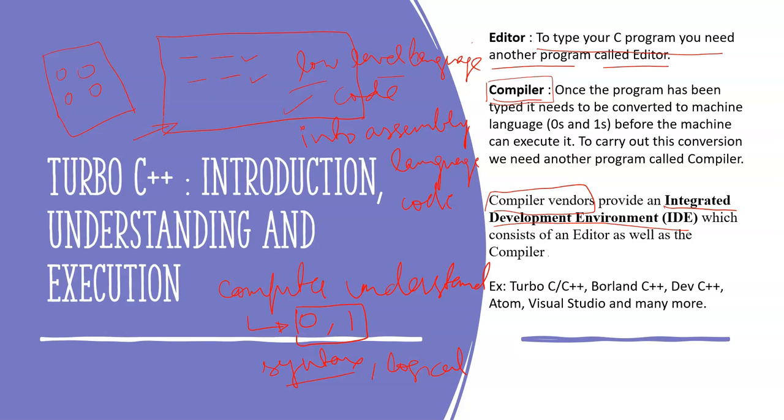There are many compiler vendors which provide this integrated development environment, where you can write your code and both the editor as well as the compiler are present. Some of the integrated development environments are Turbo C or C++, Borland C++, Dev C++, Atom, Visual Studio, and many more. Generally, in the market you have a lot of these IDEs.